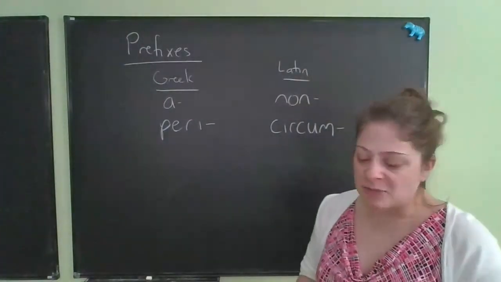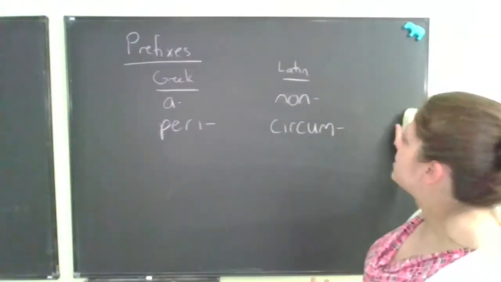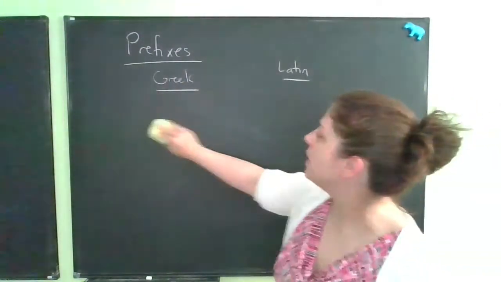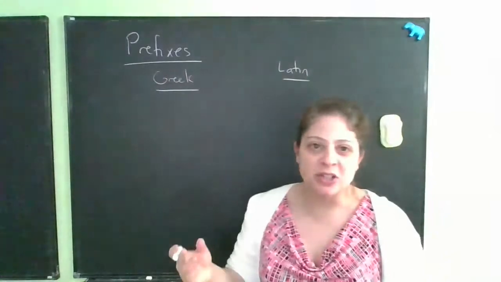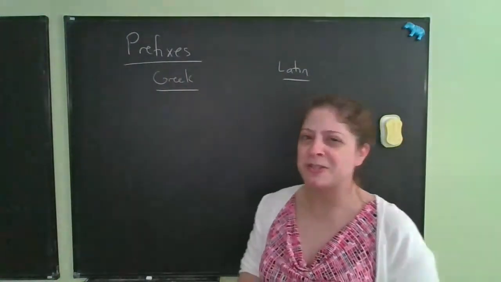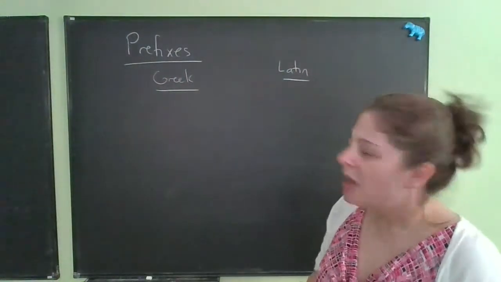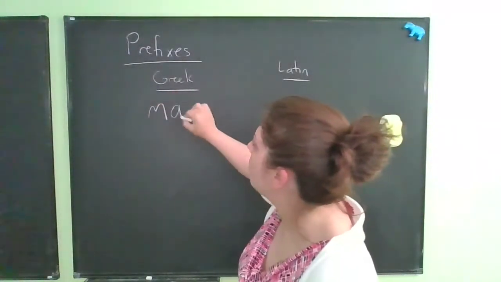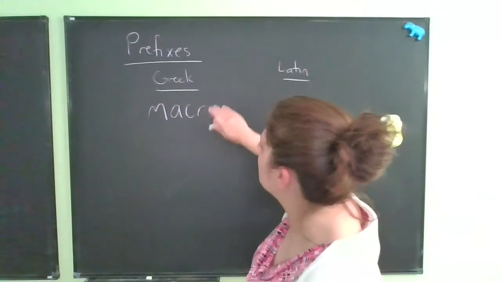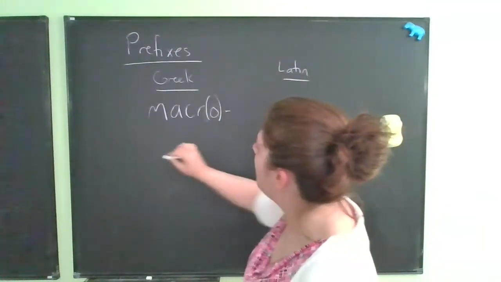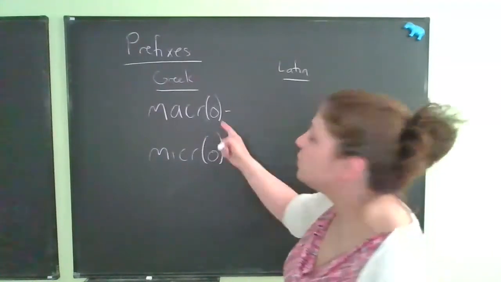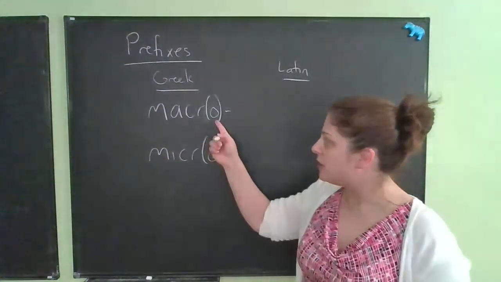Not all of our prefixes are going to fall into this kind of category of sets where you have one Greek and one Latin. So now we're going to just look at our other affixes in maybe no particular order. We're going to start with the Greek ones. First up, a set of opposites. Macro and micro. You'll notice that I've put the O's here in parentheses.